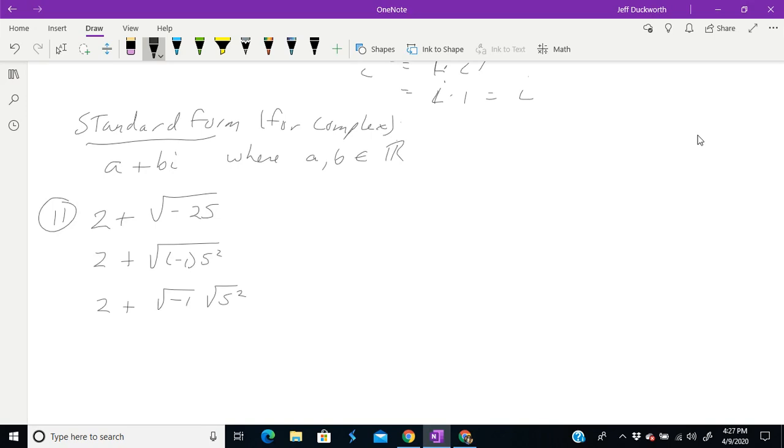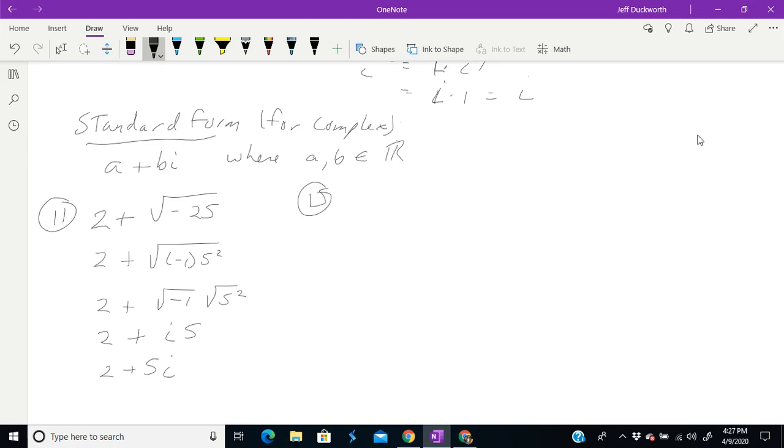So anyway, this is 2 plus we have an i here. Root -1 is i. And then the square root of 5 squared is just 5. And in standard form, this would be 2 plus 5i. And there's probably more work in there than was certainly necessary, but for the first problem, I think that's a fair way to do it. Let's take a look at number 15.